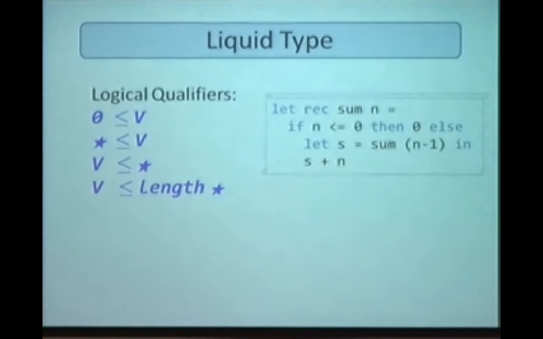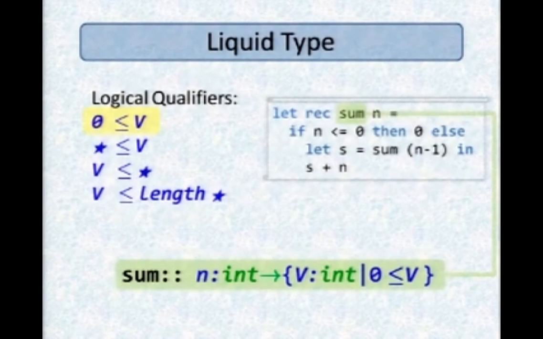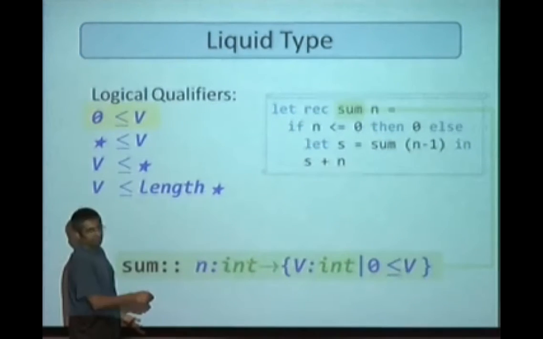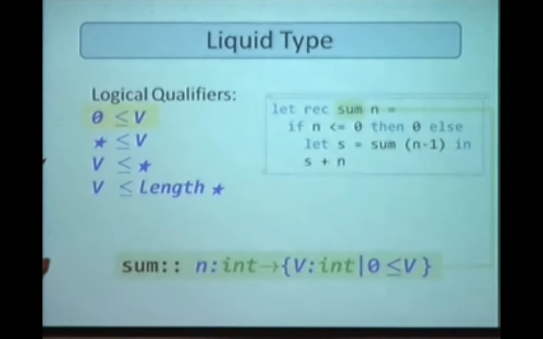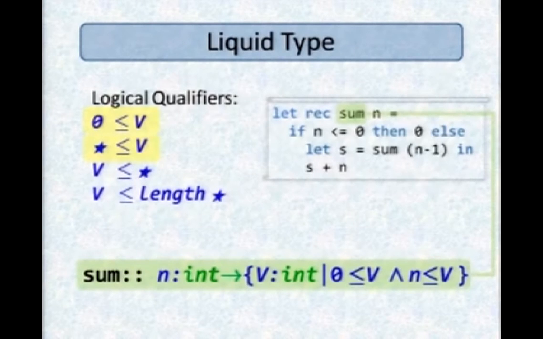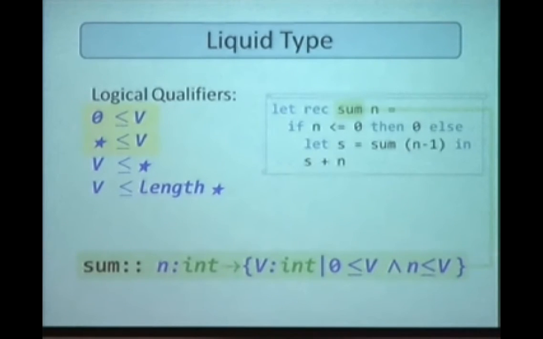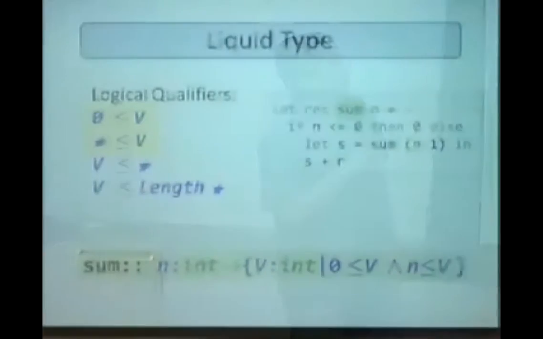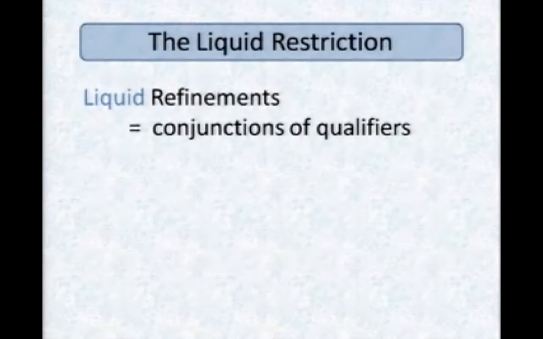So now, what's a liquid type that describes sum? Well, here's one. Using these qualifiers, I would say sum takes as input an integer. It could be an arbitrary integer, could be negative, and it returns as output a value that's greater than 0. So the greater than 0 qualifier would stick. This is a liquid type because it's a conjunction of logical qualifiers. Here's a slightly better liquid type. It takes as input n and returns as output a value that's greater than 0 and also greater than n. This wildcard, I can plug n in over there. And so I get value greater than 0 and value greater than n. Both of these are valid liquid types for this sum function.